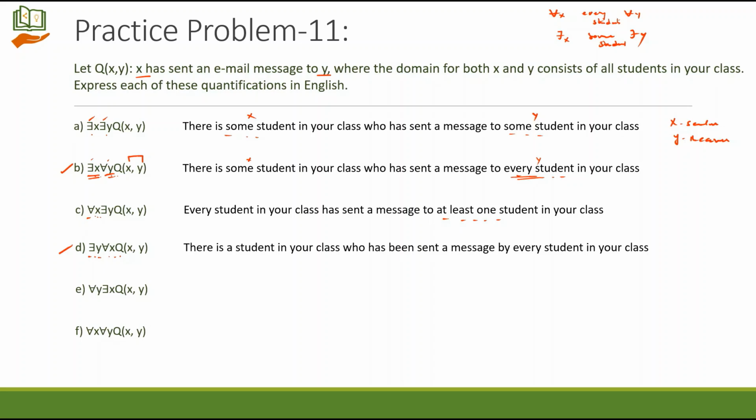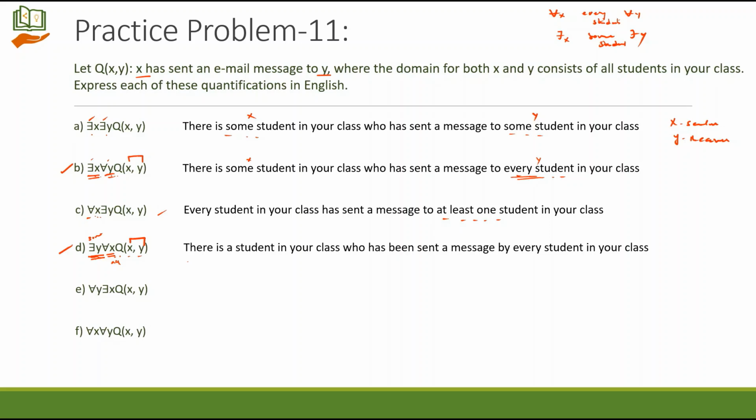Now just take this way. Here we have Y in the first place. It means the receiver is some student. So we can say the message has been sent to some student. But who is the sender? Every student is the sender. This particular variable places are not changed. Even here X is the sender, Y is the receiver. But the quantifier specified here is denoting Y first. So the receiver is some here and the sender is all here.